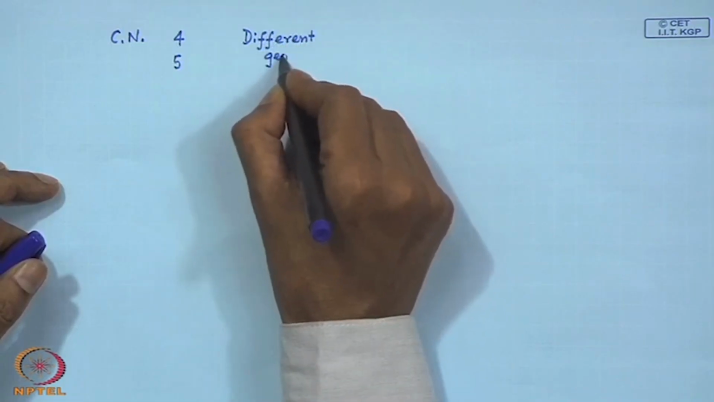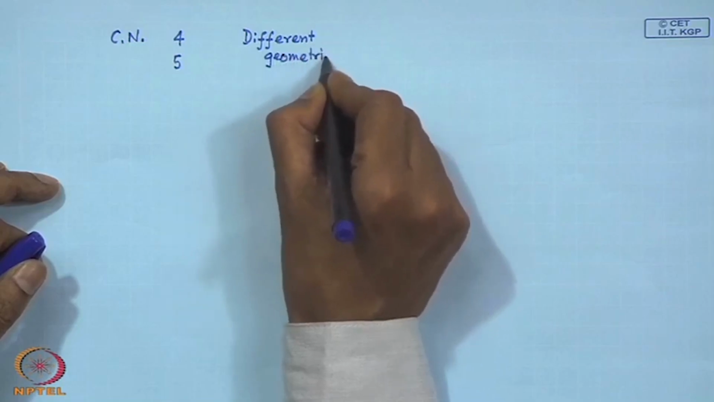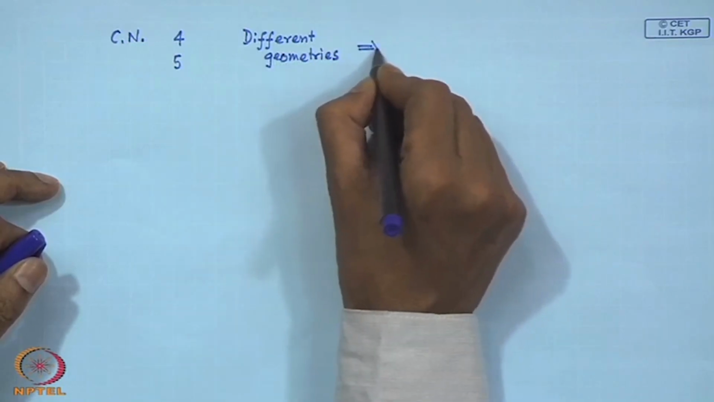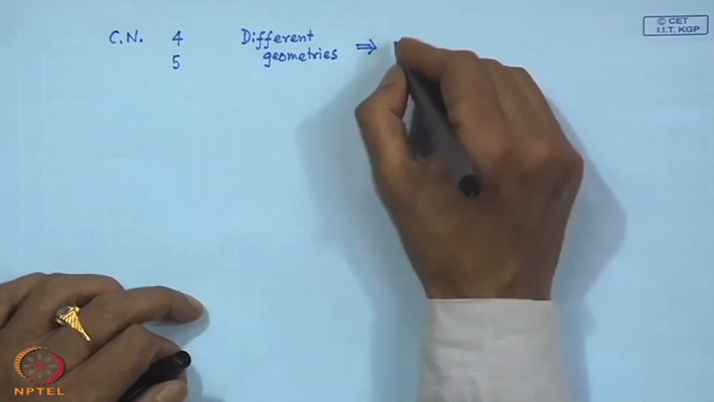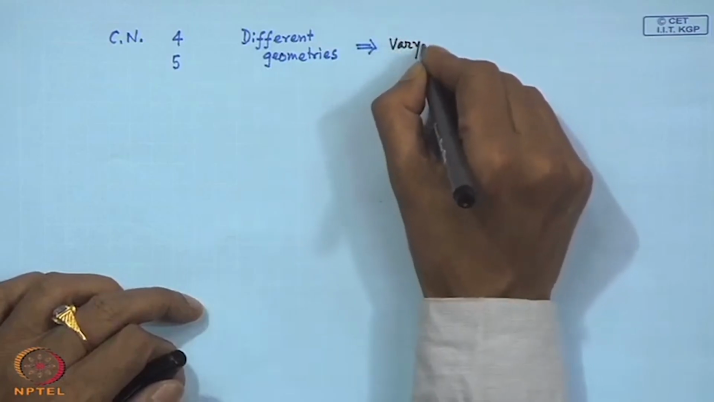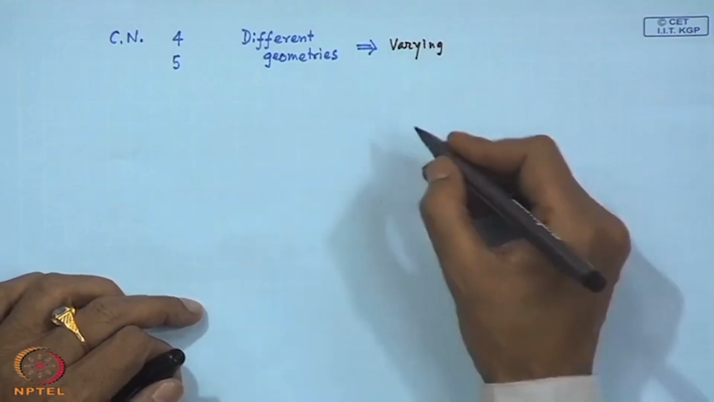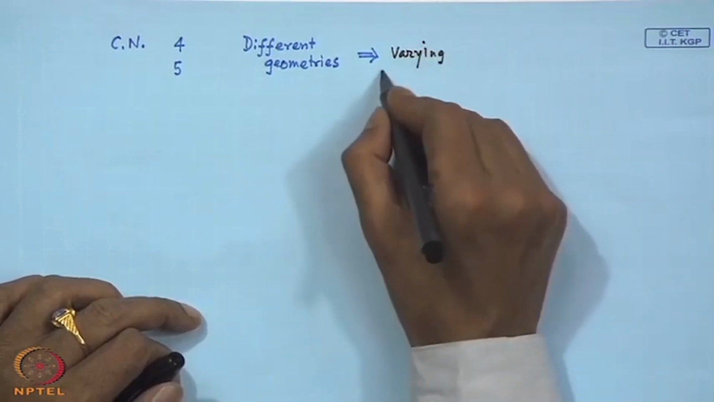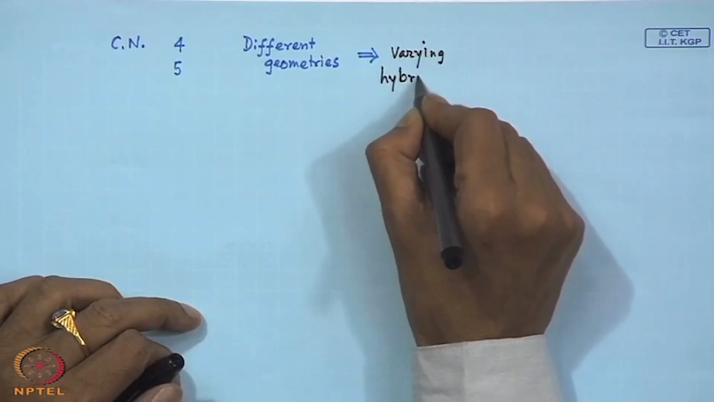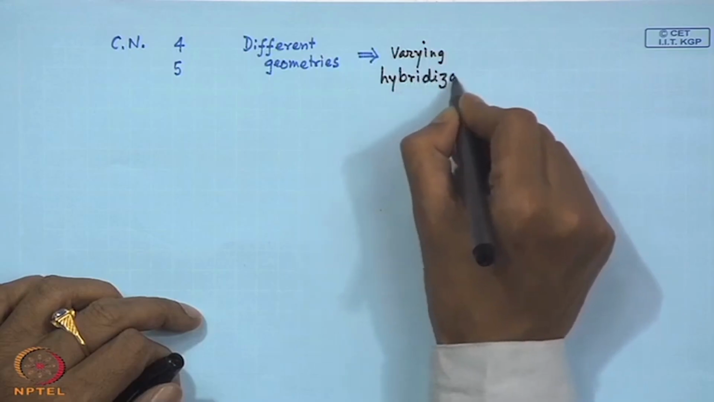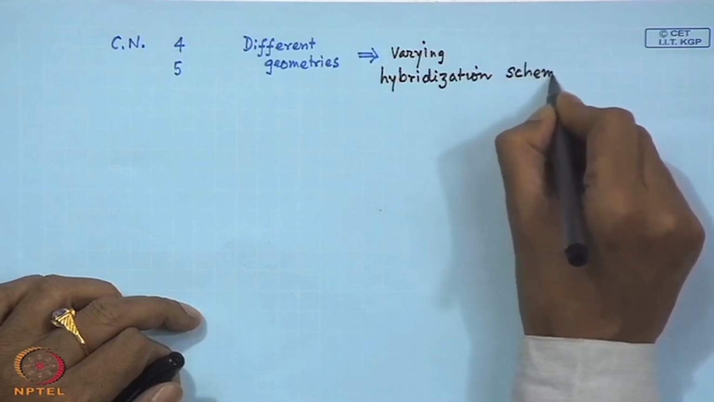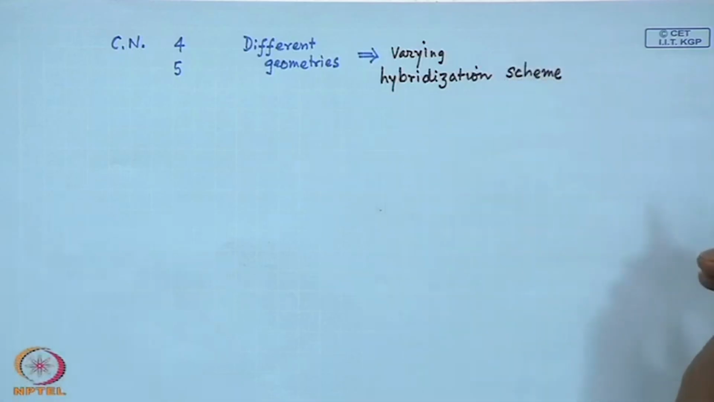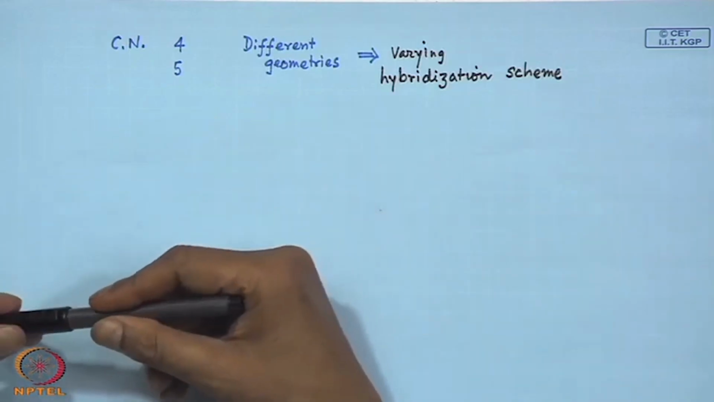So as we have different geometries, we must definitely have a varying hybridization scheme to accommodate the different number of ligands around the metal center.